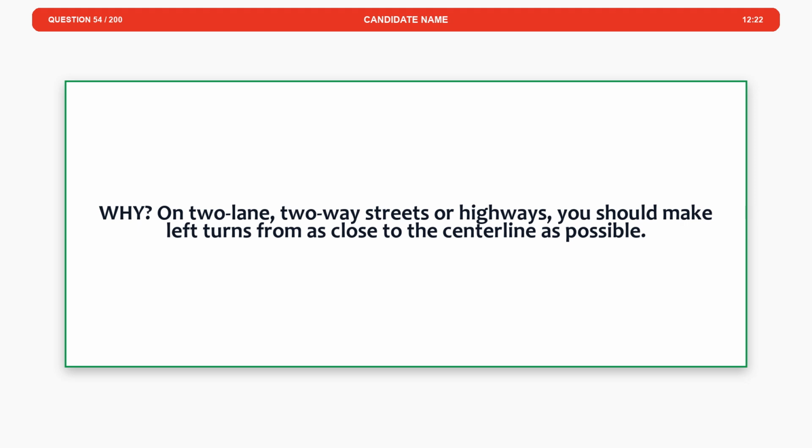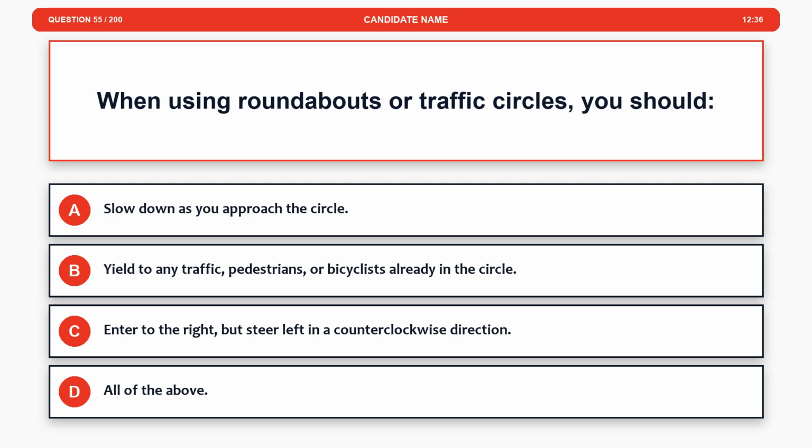Explanation. On two-lane, two-way streets or highways, you should make left turns from as close to the center line as possible. Question 55. When using roundabouts or traffic circles, you should. Option A, slow down as you approach the circle. Option B, yield to any traffic, pedestrians, or bicyclists already in the circle. Option C, enter to the right, but steer left in a counterclockwise direction. Option D, all of the above.